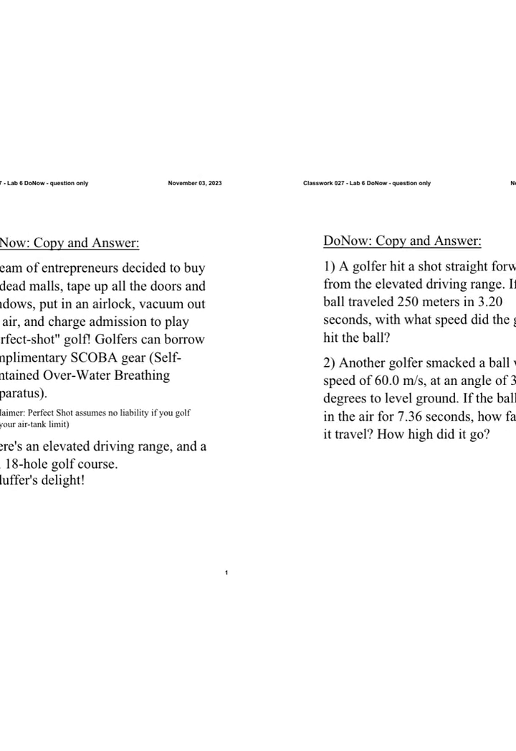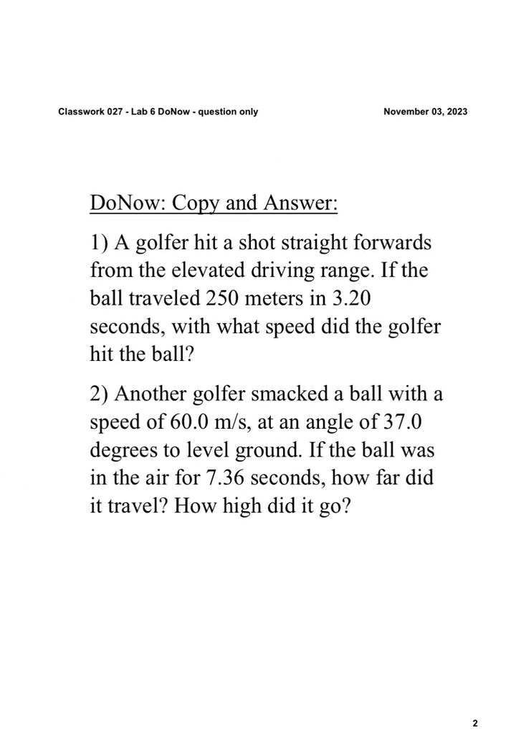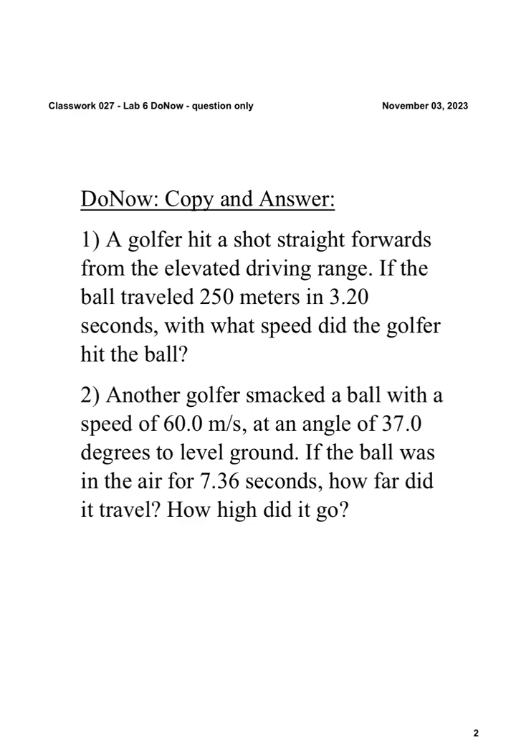We have two questions, and one question says a golfer hit a shot straight forwards from the elevated driving range. If it goes 250 meters in 3.2 seconds, with what speed did the golfer hit the ball? So here we have the range and we have the time, and we're trying to figure out the initial velocity. So we're kind of working backwards.